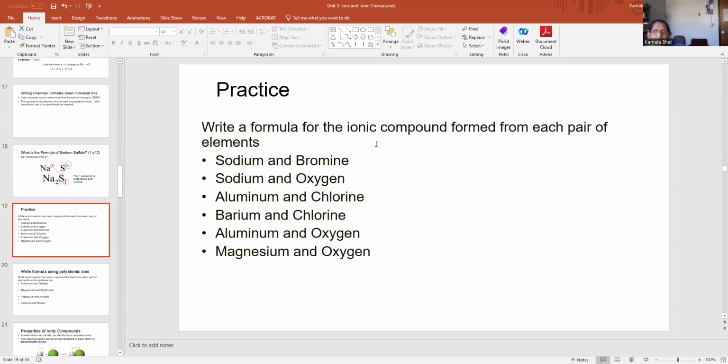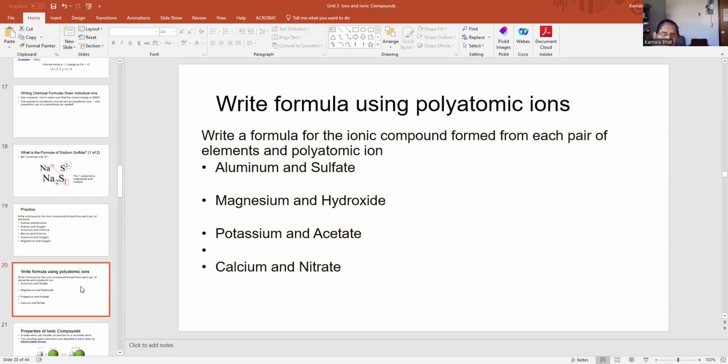So, write a formula for these compounds: sodium and bromine, sodium and oxygen, aluminum and chlorine, barium and chlorine, aluminum and oxygen, magnesium and oxygen. Just go to the periodic table and look at the position of each of these elements and then find out what the charges would be. You can go right up onto the top of this presentation. You will find the charges over there, and then you can write the correct formula.